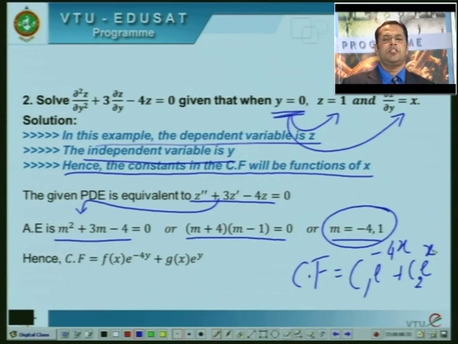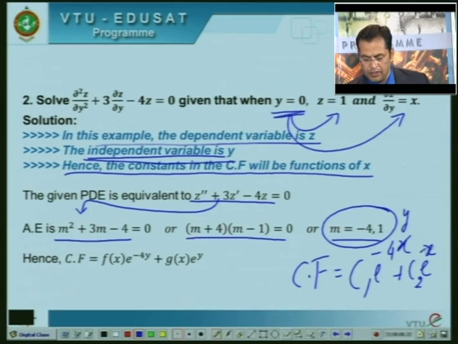What are the changes to be noted here? First, the variable in the CF when you solve a homogeneous PDE should be the independent variable, that is, x should be y and this also should be y.